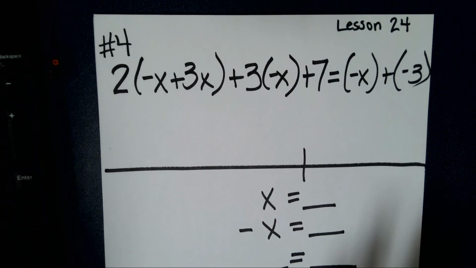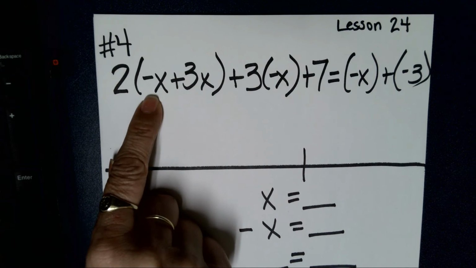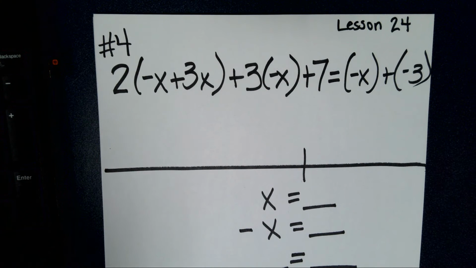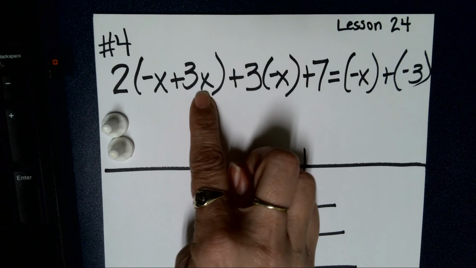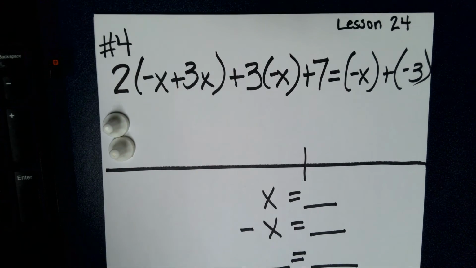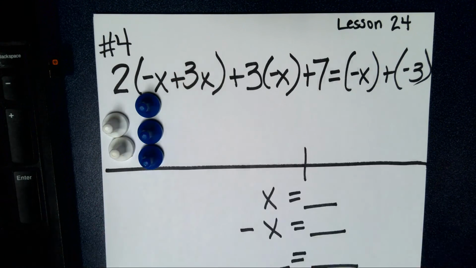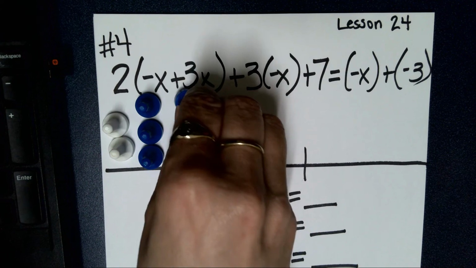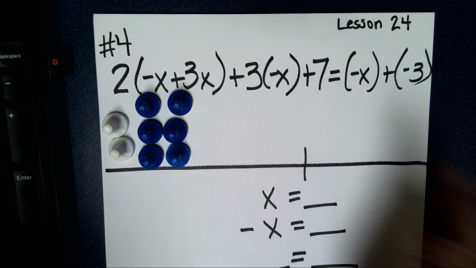So this is very similar to the last problem we did. We're going to do 2 sets of stars and 2 sets of 3 pawns. So we're going to have 3 pawns, that's 1 set. And then we're going to have 3 pawns, that's 2 sets. Plus 3 stars.